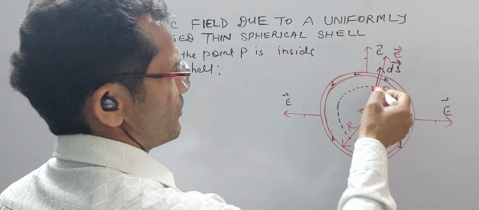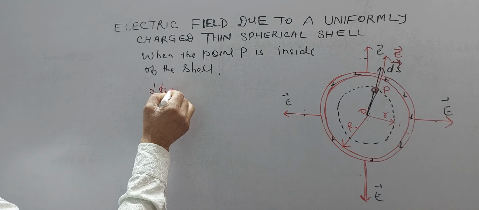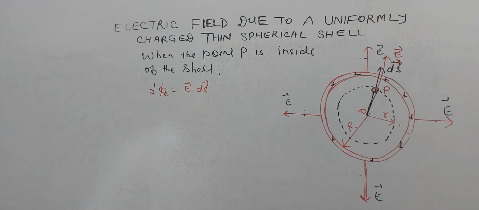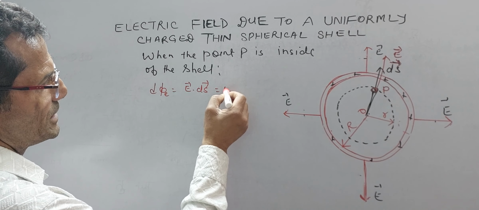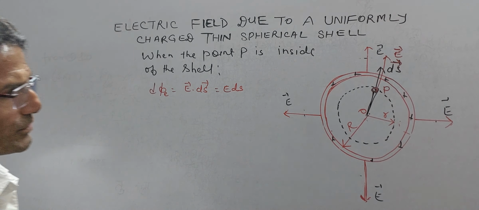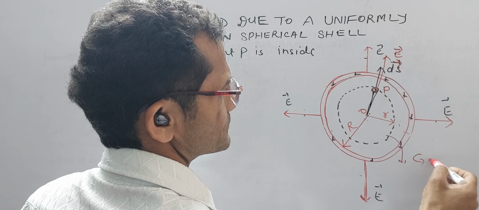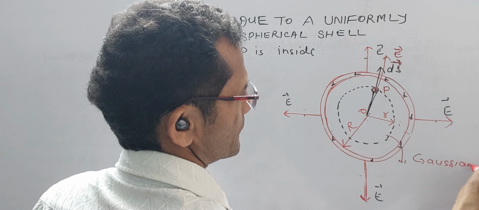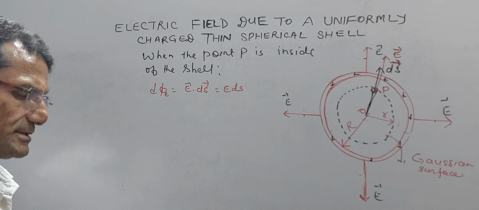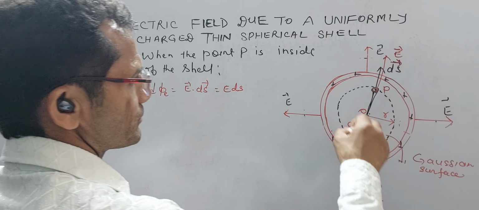Now the flux passing through this small area: d phi is equal to E dot dS. Since the angle between E and dS is 0 degrees, this comes out as E dS cos 0 degree, and cos 0 degree has the value 1. Now the total flux passing through this Gaussian surface. This Gaussian surface is an imaginary, hypothetical surface.